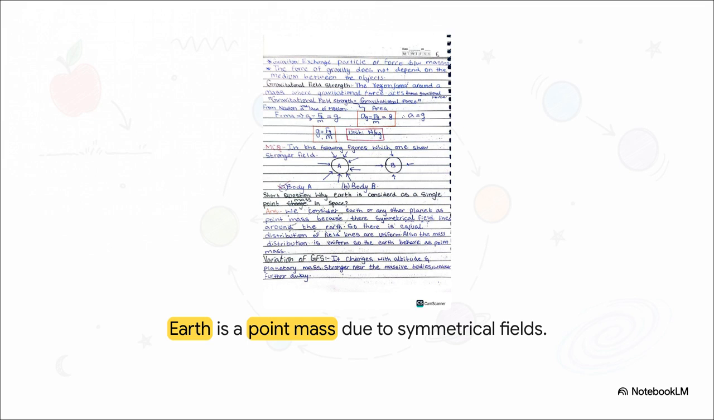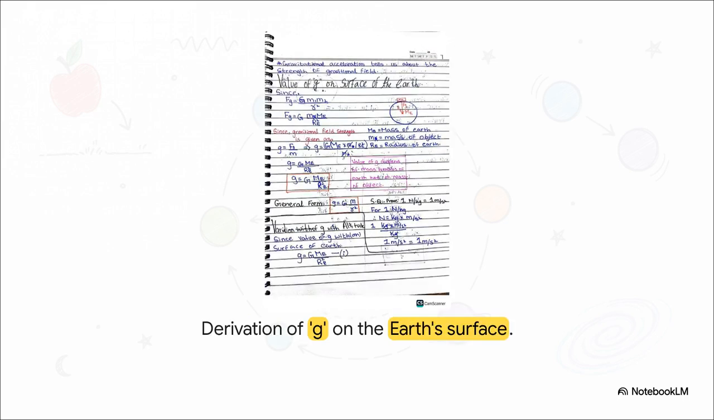The Earth is a sphere, and it has these symmetrical field lines all around it. The distribution of those field lines is uniform, and its mass distribution is generally uniform too. Because of this perfect symmetry, mathematically and physically speaking, the entire mass of Earth behaves exactly as if all its mass were concentrated at one single, microscopic point right at its very center. Pretty wild, right?